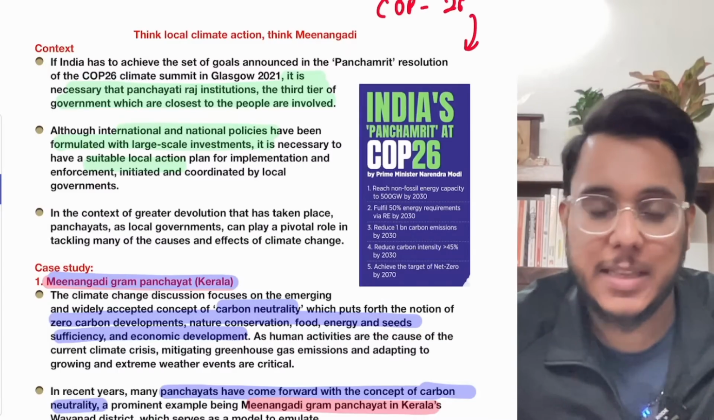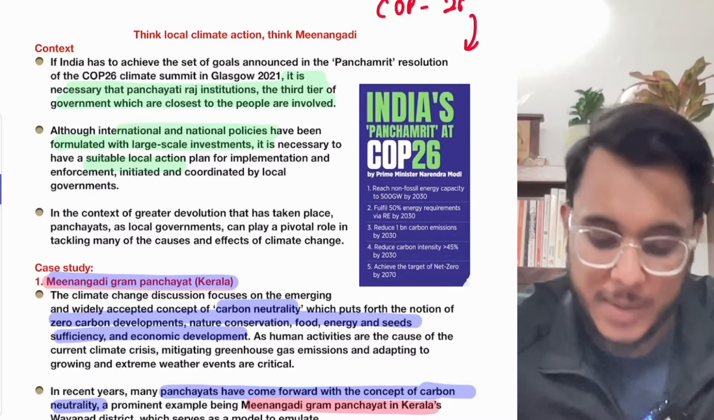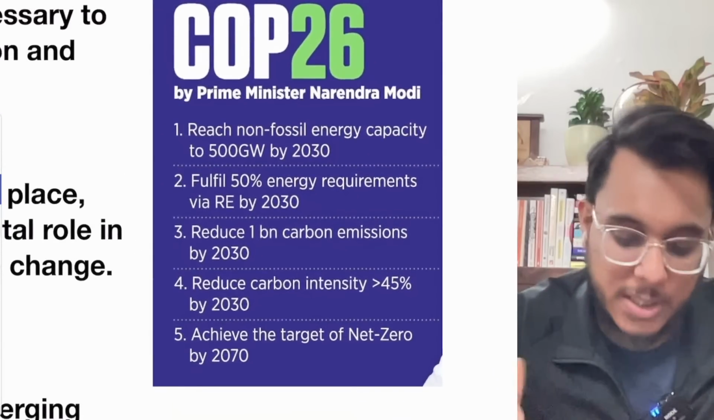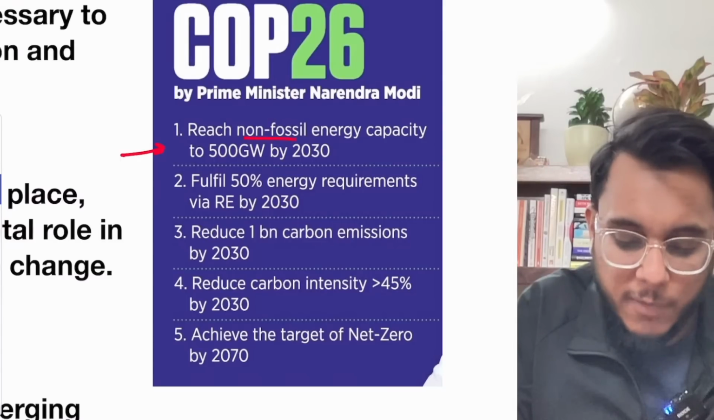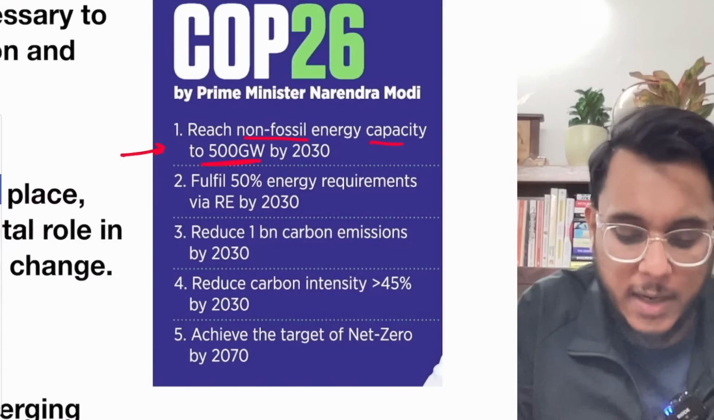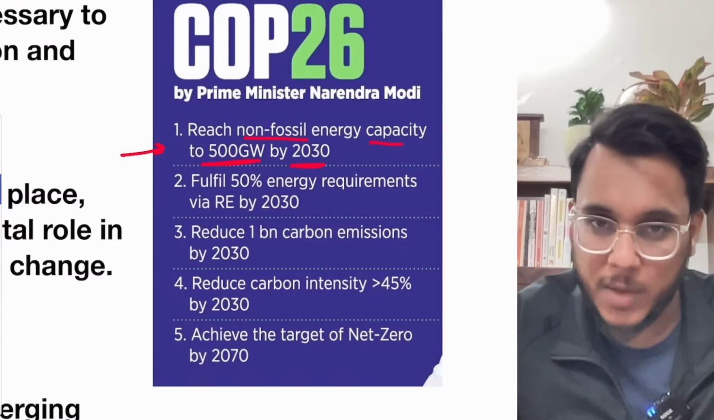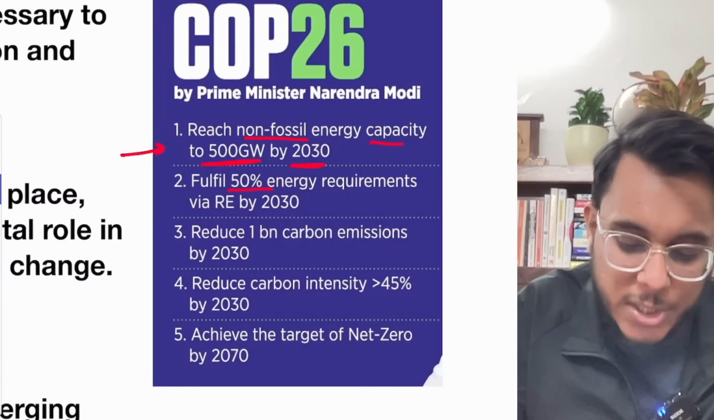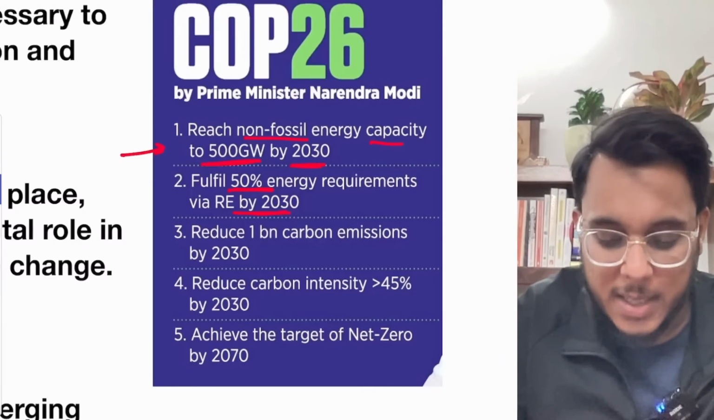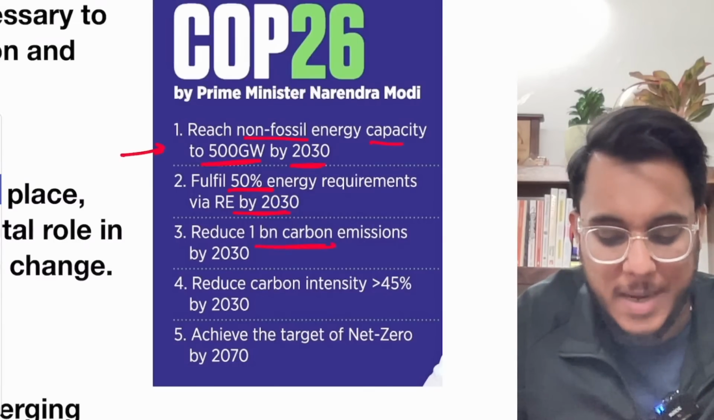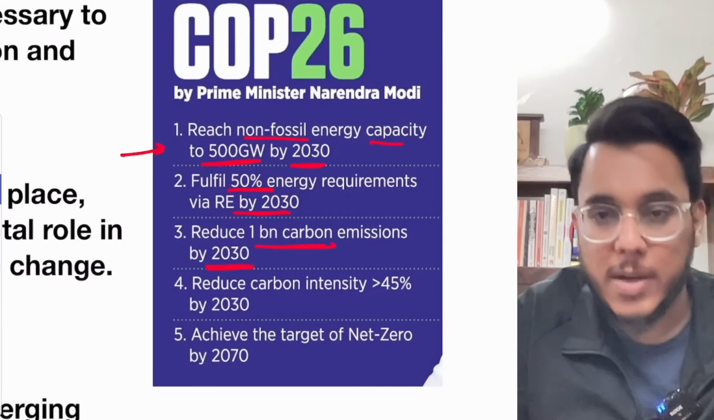in COP26, India had taken 5 climate goals, that is the Panchamrit. What are these Panchamrit? Number 1, we need to reach a non-fossil energy capacity of 500 gigawatts by 2030. Then we need to achieve 50% of our energy requirements from renewable energy by 2030. Third, we need to reduce 1 billion tons of carbon emissions by 2030.